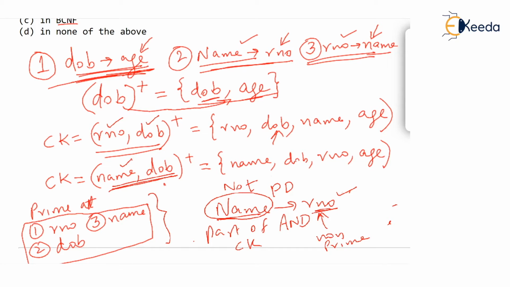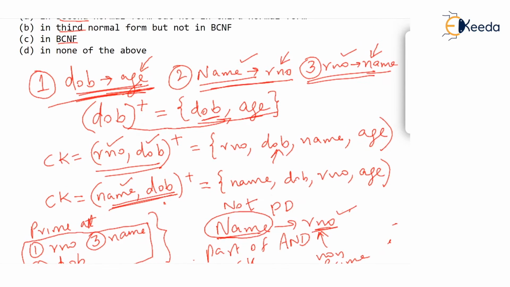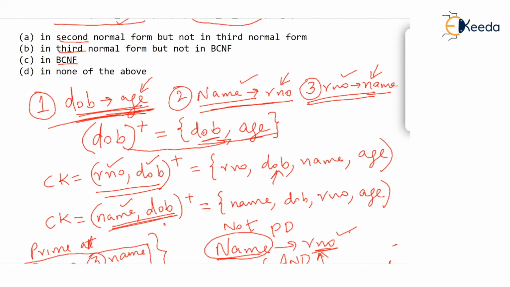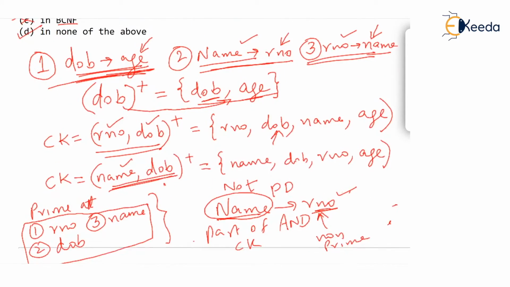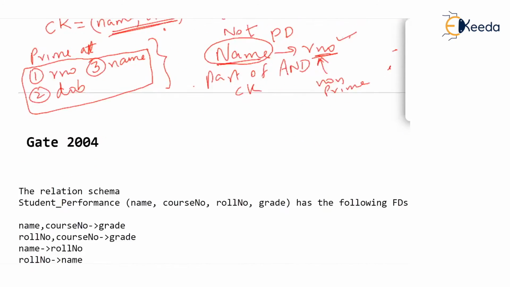But first dependency, date of birth determines age, is a partial dependency. As there is a partial dependency, out of three, one of the dependencies is partial, this is not even in second normal form. So first option is not true, in second normal form, second option is not true, in third normal form, it is not in BCNF, then none of the above is the answer. I hope you have understood start to finish solving of this question.